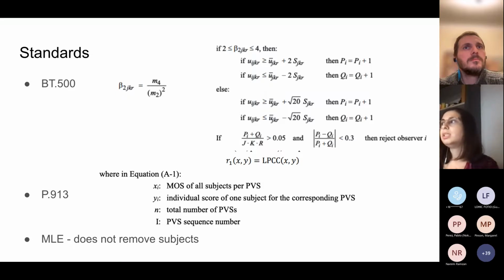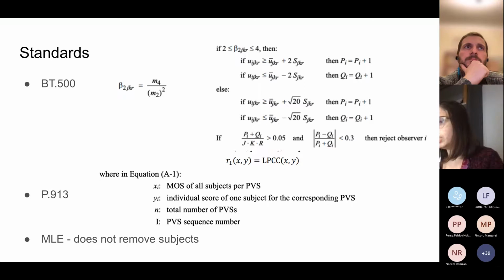It's based on some understanding on whether the users fit within a certain number of standard deviations within the mean of the scores that have been given. A more recent one is P913, and that considers the correlation between the scores that are given by one subject and the general population. And then there is the MLE method, which has been proposed very recently, that we're not considering here because it's not removing subjects, and we're really interested in the topic of removing subjects from the population, while MLE weights their contribution differently based on their distribution.